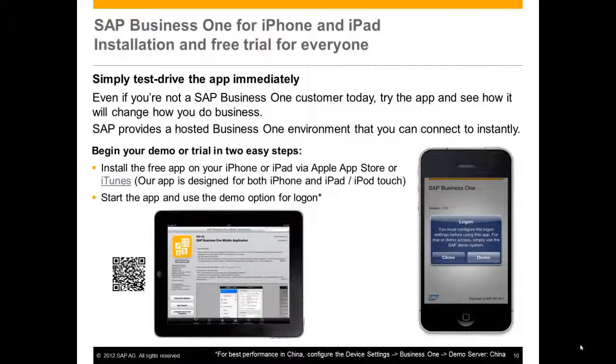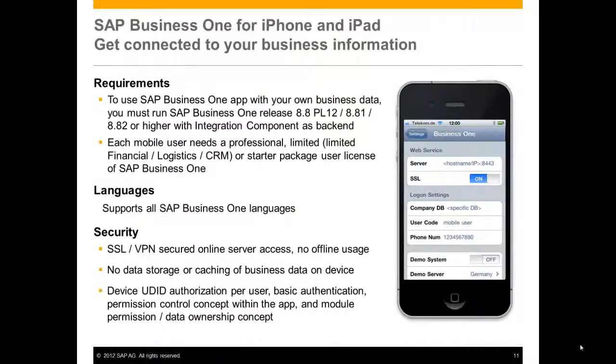Quick point, if you are in China, we also have a version of the demo server which is set up for our Chinese customers and potential customers. So all you do is you go into the device settings, go into SAP Business One, and then make sure you select the demo server in China. So again, a couple of options that you can choose from there.